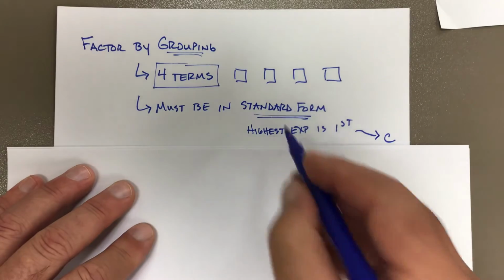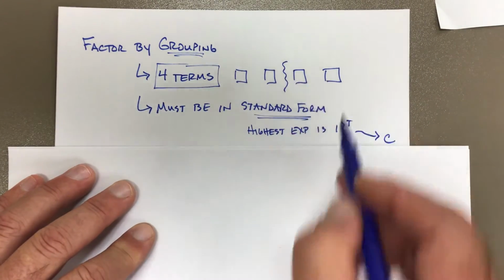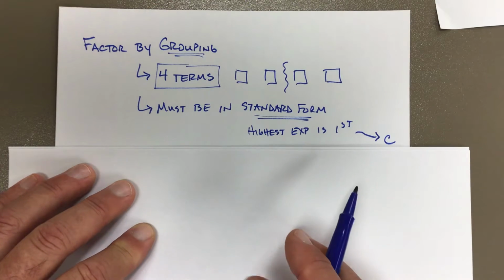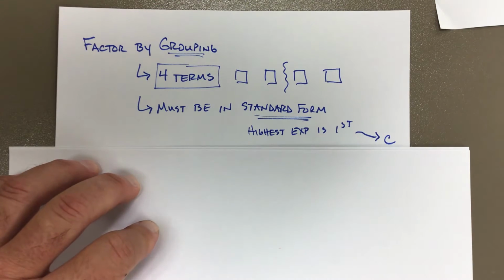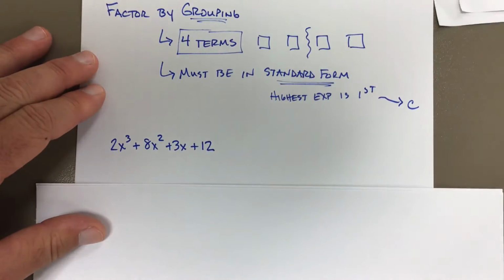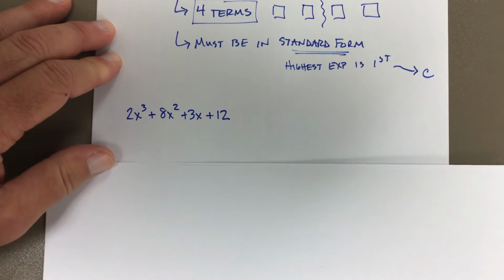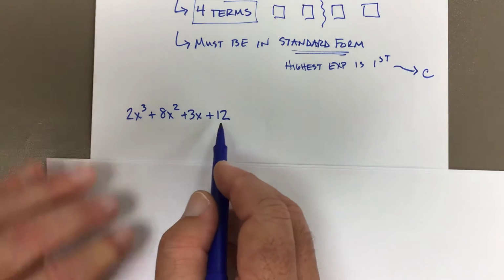So what happens here is that we split it up. We're going to look at these two, and then we're going to look at these two, and then we're going to see what happens there. We're going to factor a couple different times, all right? So first one, let's take a look at this. We have 2x to the third plus 8x squared plus 3x plus 12.